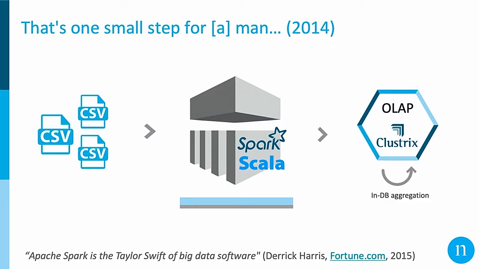Moving forward, that's one small step for man a few years ago, and I would like to briefly talk about this quote at the bottom of the screen. Derek Harris from Fortune.com said a few years ago that Apache Spark is the Taylor Swift of big data software. I'm guessing that it mainly said because Apache Spark was gaining a lot of popularity back in the days.